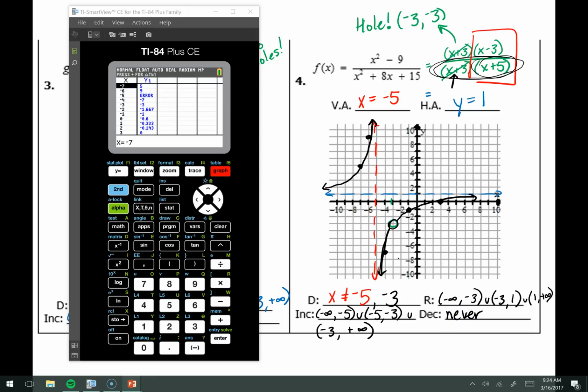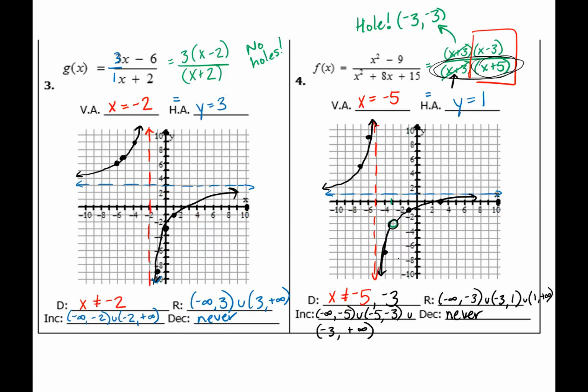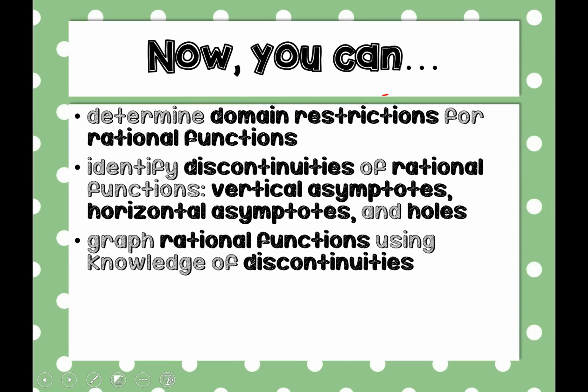Okay, so that is a bunch of examples. I'd like for you now to try some practice. You should now be able to figure out the domain restrictions for rational functions, and that tells you your vertical asymptotes, and then you can identify the other types of discontinuities as well, the horizontal asymptotes and the holes. And then using all of those discontinuities and the calculator a little bit, you can graph those rational functions. So give those practice problems a try now.